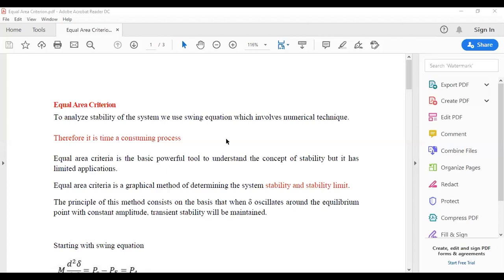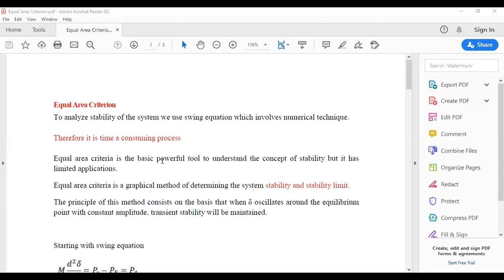Now why are we not going for the swing equation? That is the question. The swing equation involves numerical techniques, and it is a time consuming process. If you remember from maths, numerical techniques are time consuming. That's why we do not use the swing equation for finding out the stability of the system. That's why equal area criteria is used. And what is that? It is the graphical method of finding out the stability of the system.